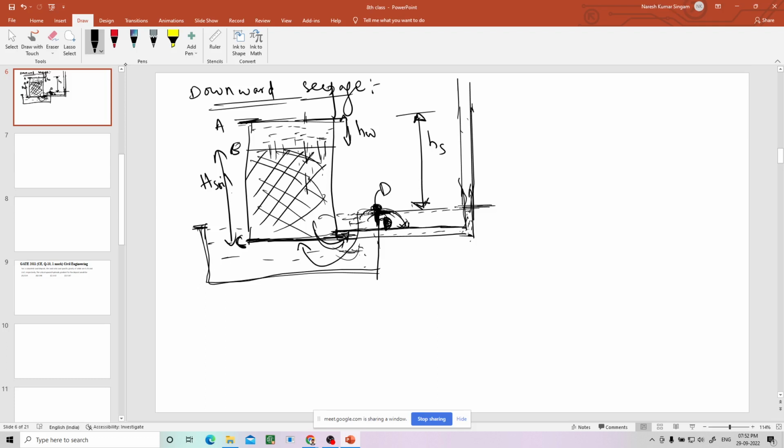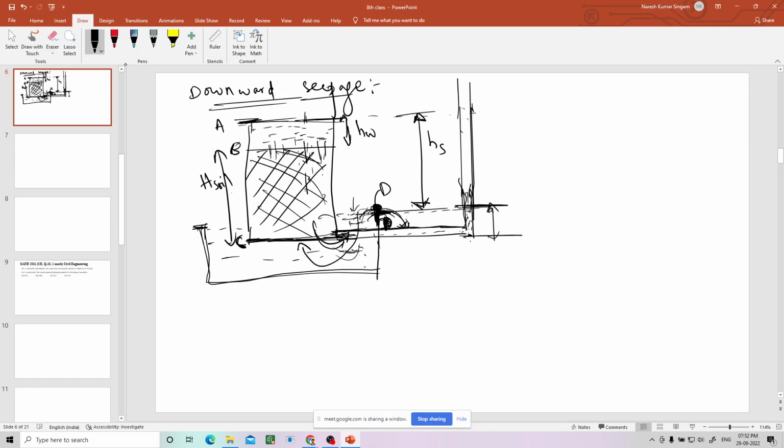It will not go beyond up to here. It will not reach here, because there is another outlet which is working up to D only. So finally this and this level will be equal at the end. That is the reason why the water height will be up to here. This is the only water height which will be there in the tube.